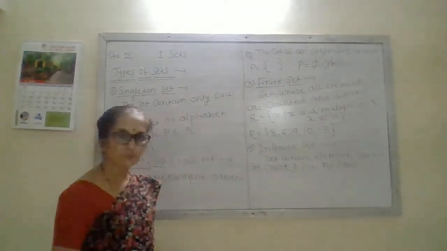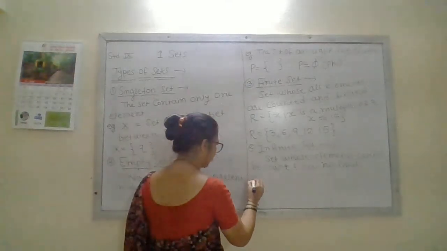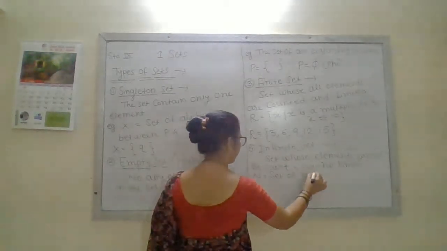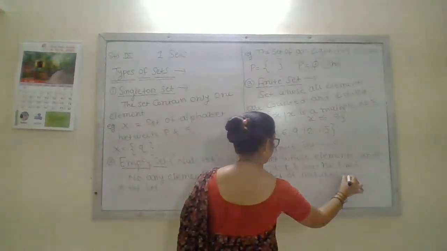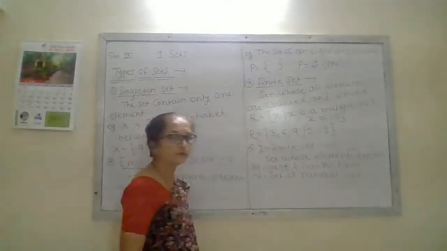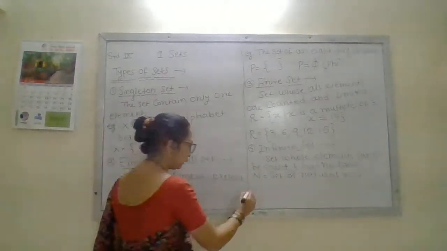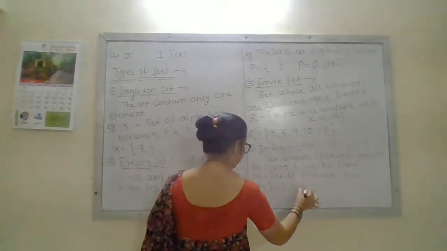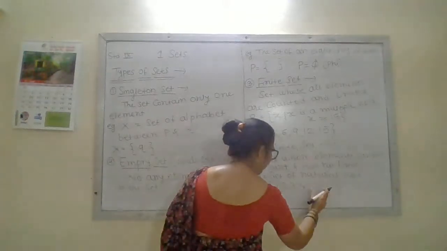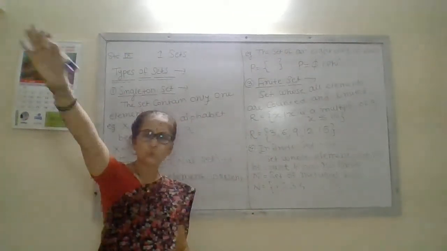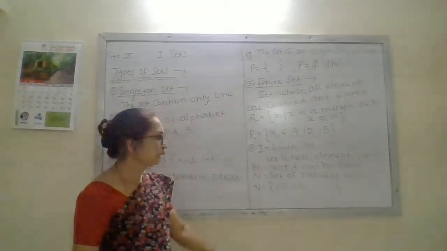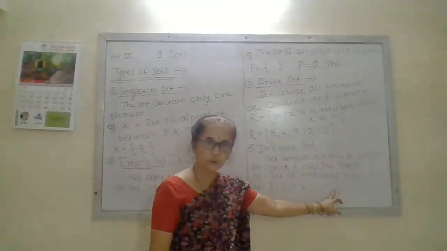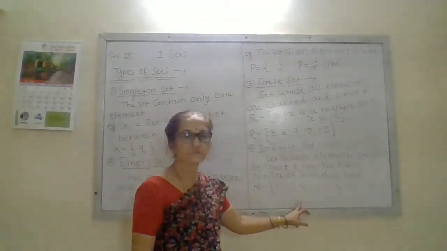Now, what is the example? You have seen many examples from the start. N, the set of natural numbers. Do you know how many natural numbers there are? No. Therefore we can write N is equal to 1, 2, 3, 4, dot dot dot. When this dot dot dot comes, it means we are going up to infinity, and it is known as an infinite set. The last ending element is not given, therefore it is an infinite set.